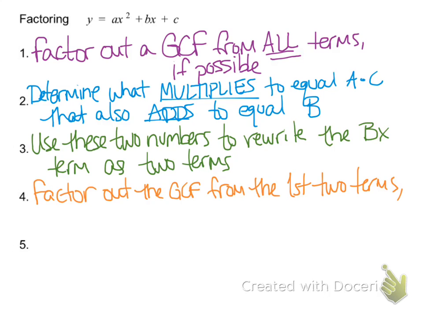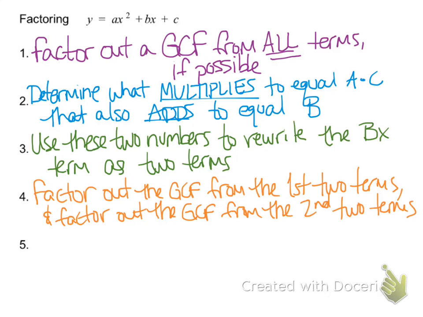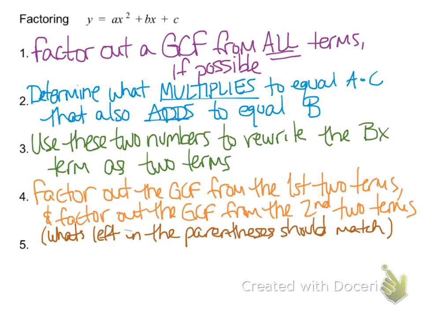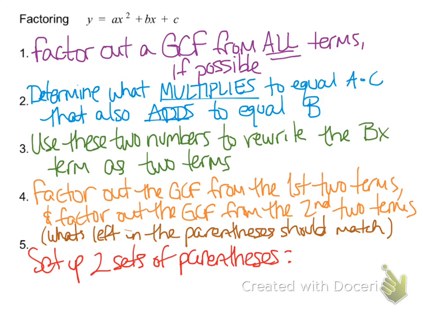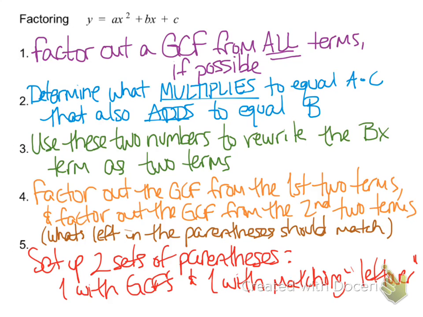Then we're going to factor out the greatest common factor of just the first 2 terms. So you're going to have a GCF, and then in parentheses you're going to have a binomial, 2 terms in there. And then you're going to factor out the GCF from the second 2 terms. So again, you're going to have a factor outside of the parentheses, and then what's left inside the parentheses. And what's left in both of those sets of parentheses should match. And then you're going to set up 2 sets of parentheses, one that contains the GCFs and one with the matching leftovers.